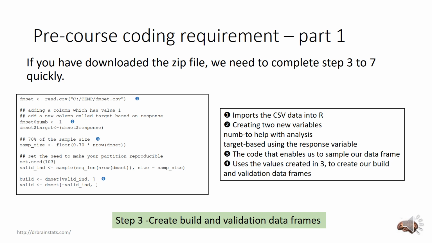So that we can jump straight into building the model, we need some coding to be completed first of all. So after you've downloaded the zip file, we need to: 1. Import the CSV file into R. 2. Create 2 new variables, num to help with the analysis and target, which is based on the response variable. 3. This is code that enables us to sample our data frame. And step 4. This uses the values created in 3 to create our build and validation data frames.